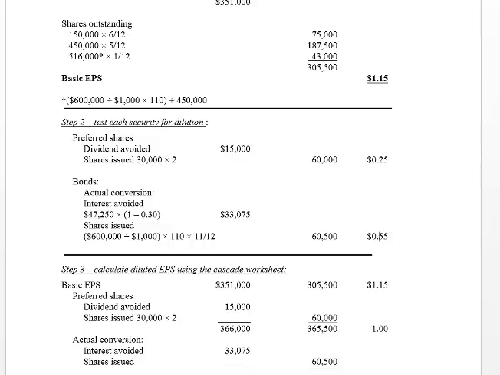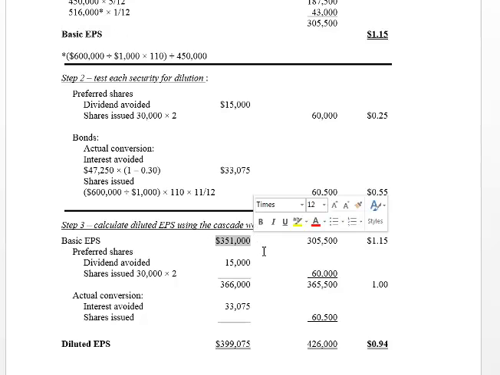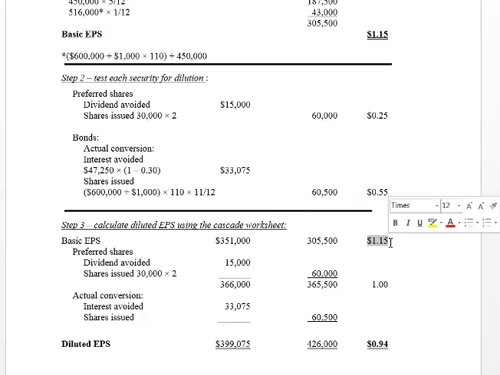So now, which one goes first in the cascade? The one that goes first is the one with the smallest EPS impact, right? So that one is your preferred shares. So if we put our preferred shares into the cascade, we're going to start with our earnings available to common and our WACs from our basic calculation, which gave us $1.15. And remember, our whole point here is to make sure that at every step that we enter new securities in, the EPS is getting smaller.